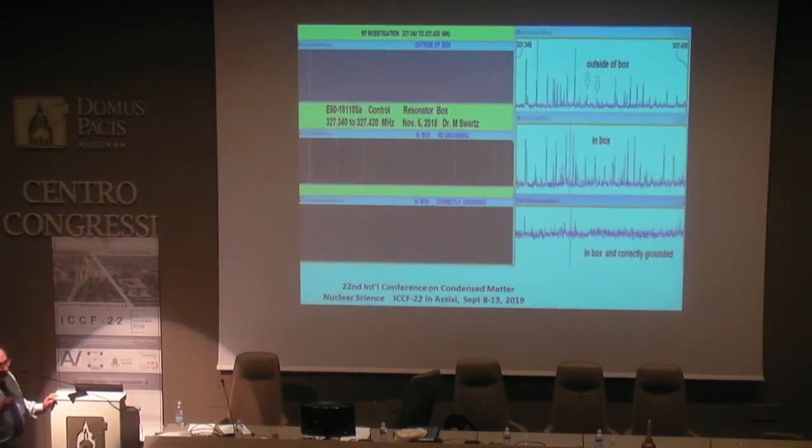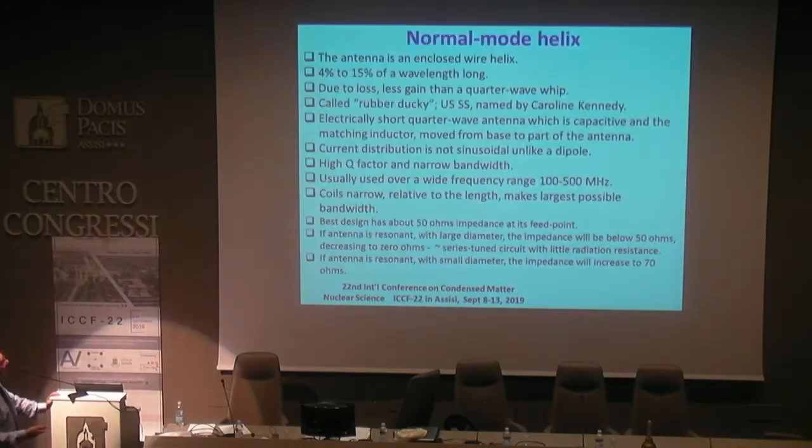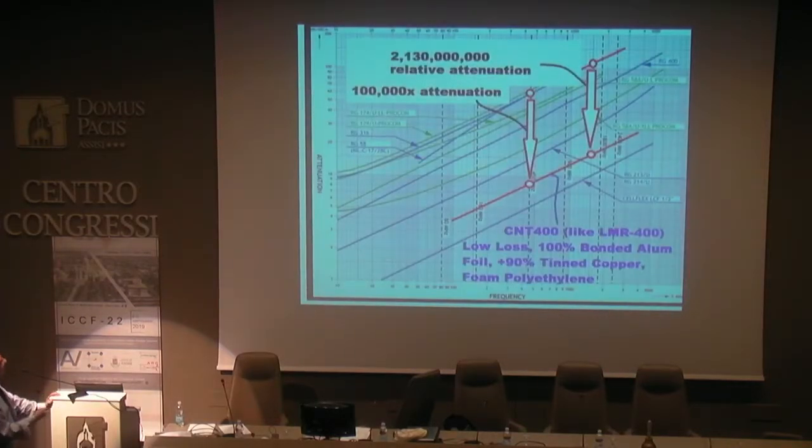And I told you that you have to use double Faraday cages because here we see the galactic interference, and yet if we ground the box correctly right into the ground with a copper rod, we get a nice empty space here, and we can really do some research. We use a normal mode helix antenna. We can skip over this.